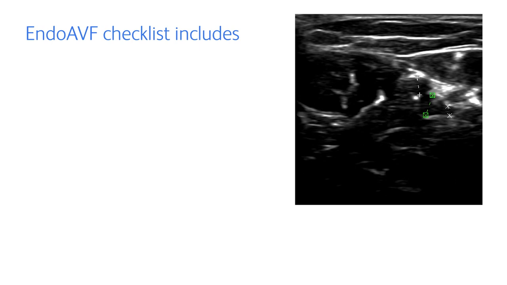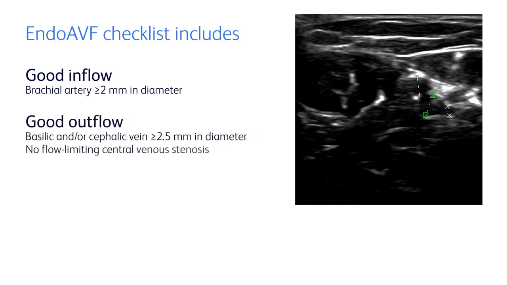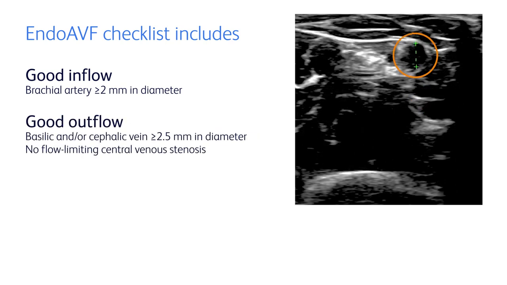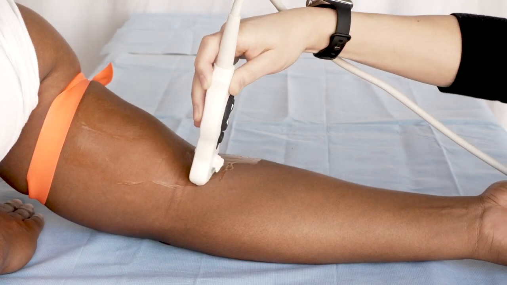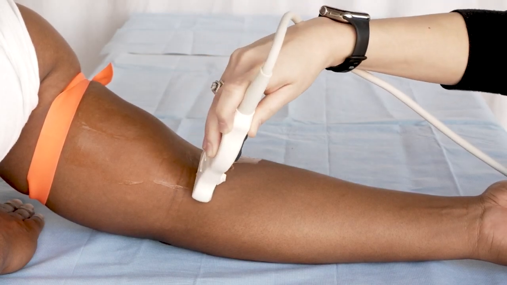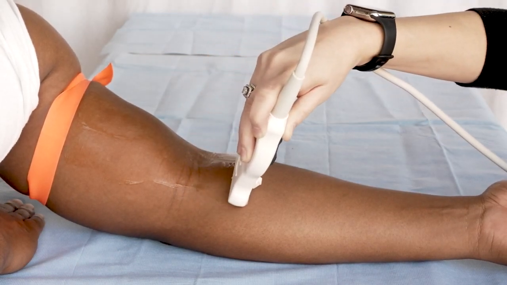Standard AVF screening includes checking for good inflow with the brachial artery, measuring at least 2 mm in diameter, and good outflow with either the cephalic or basilic vein measuring at least 2.5 mm in diameter and without a flow-limiting central venous stenosis. The WavelinQ EndoAVF system procedure has 3 additional screening requirements.